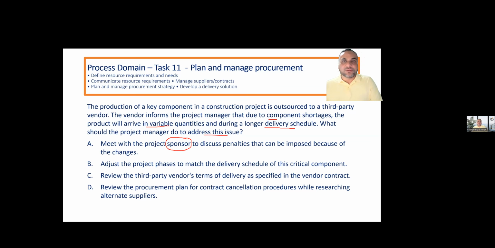Adjust the phases to match the delivery schedule of this critical component. When the baseline is approved, can you do that without a change request?